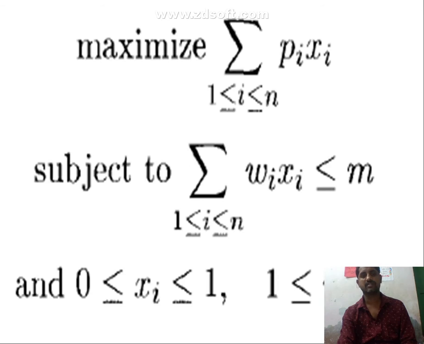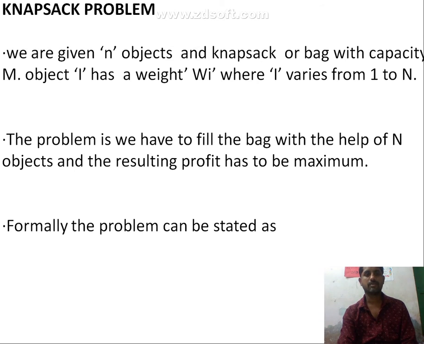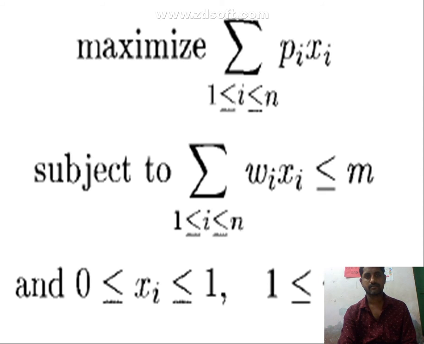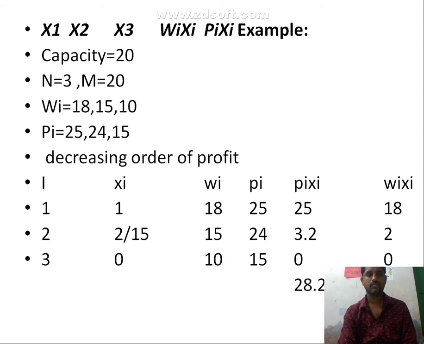So what is the main aim of the knapsack problem? We have to fill the bag with the help of n objects and the resulting profit has to be maximum. This is the condition: maximize the sum for 1 ≤ i ≤ n of pi xi, subject to the constraint the sum of wi xi ≤ m. So we have to construct this one.